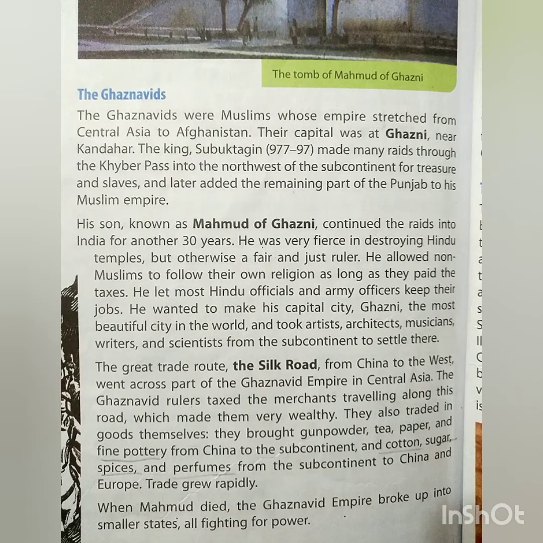Now, talking about the Ghaznavids, who were they? The Ghaznavids were Muslims whose empire stretched from Central Asia to Afghanistan. At the time, their capital city was Ghazni, and the king Sabuktigin made many raids through the Khyber Pass into the subcontinent for treasures and slaves. After some time, his son continued the raids for another 30 years. His son was Mahmud of Ghazni.